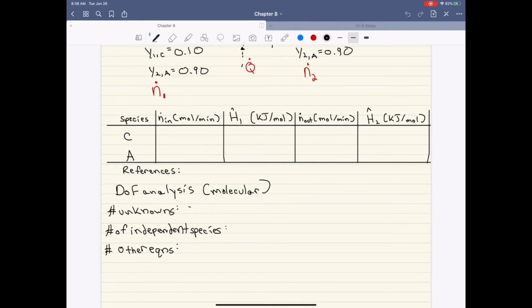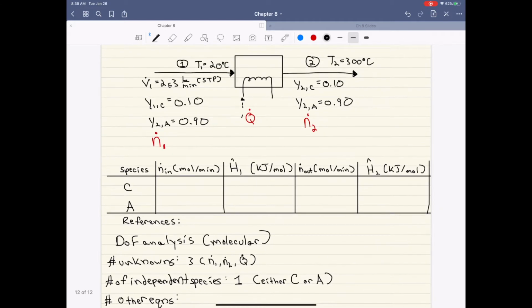For the number of unknowns, we have three things. We have the molar flow rates, both in and out, and also that heat flow rate. Right? For the number of independent species, we actually only have one. Right? And basically we could either do a material balance on only the methane or the air. And that's because you'll see their compositions are basically related.